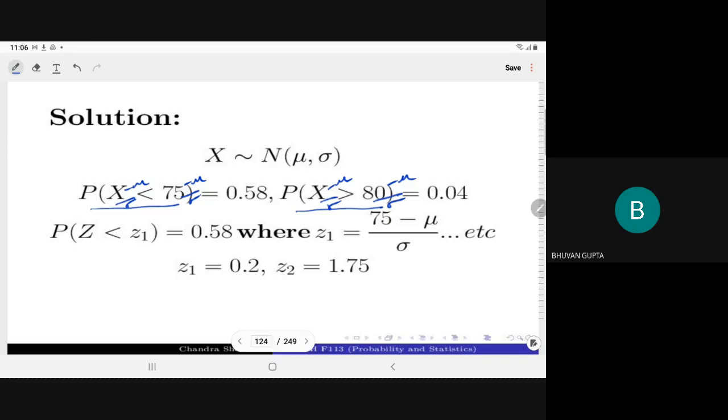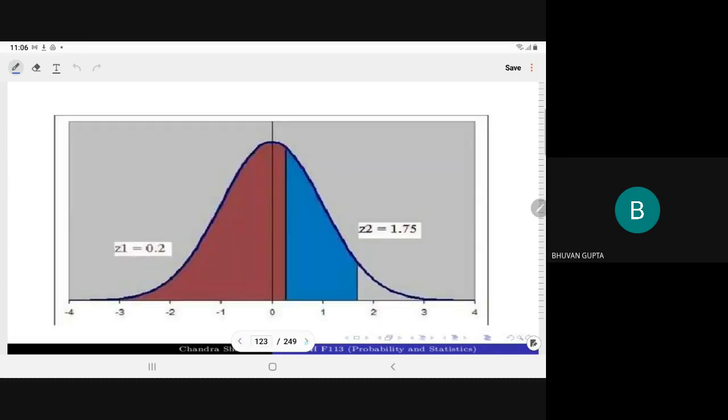So here you will get the probability z less than z1 will be 0.58, and z1 is 75 minus mu upon sigma. From the table value, z1 is equal to 0.2. Similarly, z2 is 80 minus mu upon sigma, and the required probability is 1.75. So from there, you can compute the values of mu and sigma.